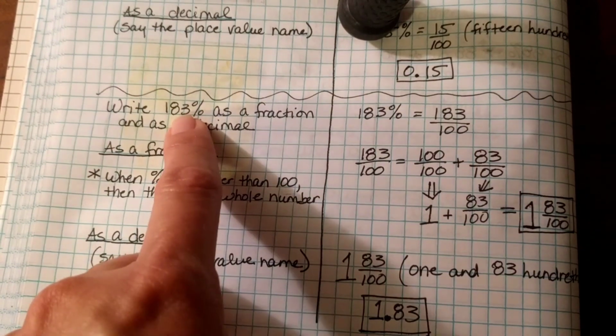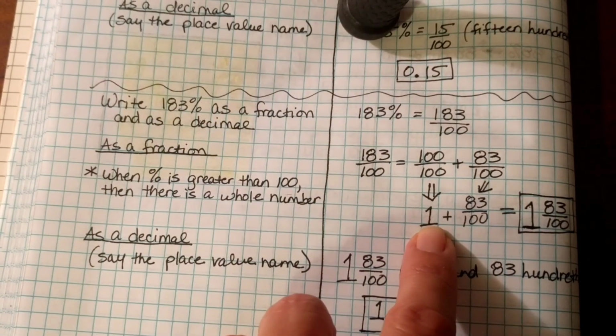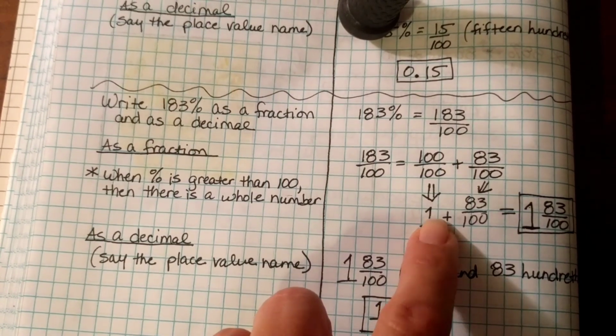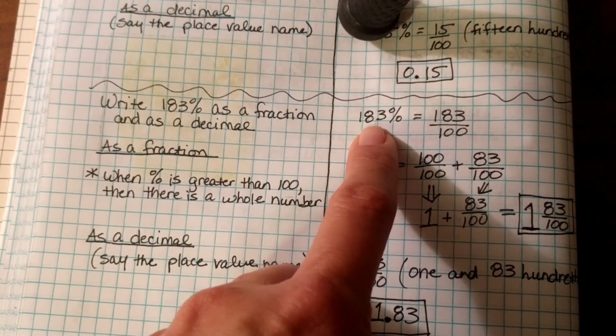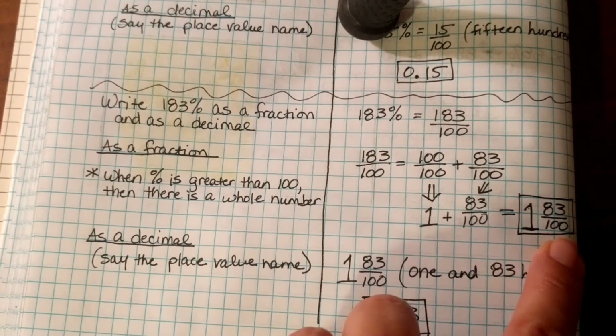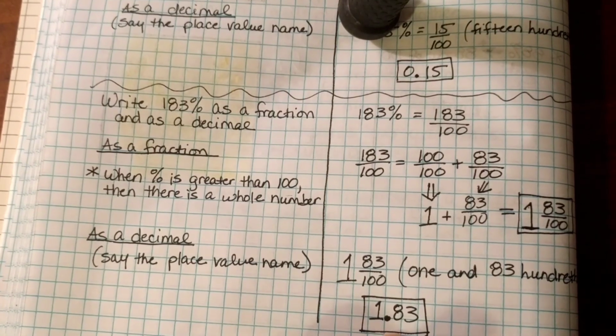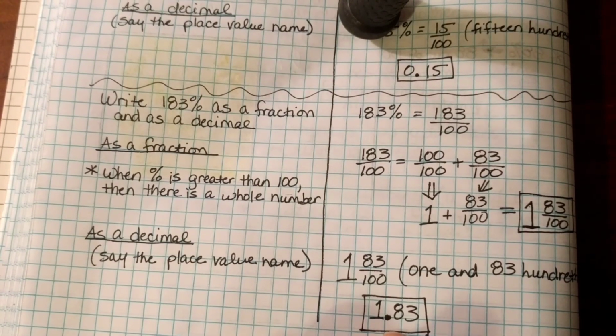if the percent is greater than 100%, you're going to end up with a whole number in the end. So 183% equals 1 83/100. That's the fraction form as a mixed number, and the decimal is 1.83.